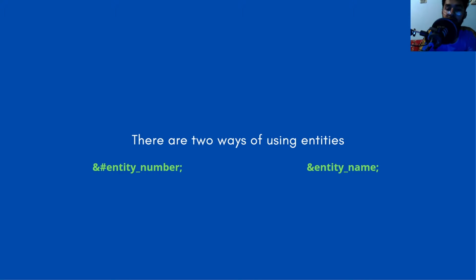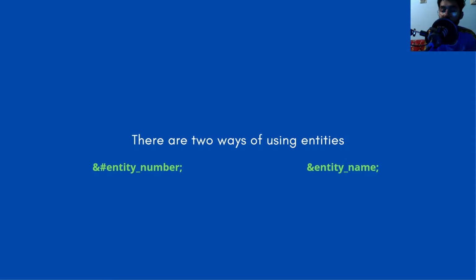There are two ways of using entities. You can use either the entity name or the entity number. There is one entity number as well as one entity name for each character. When you use the entity number, before the number you have to use the ampersand and the hash symbol, and when you are using the entity name you only have to use the ampersand symbol.